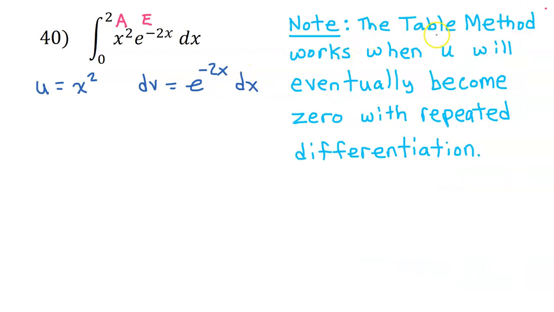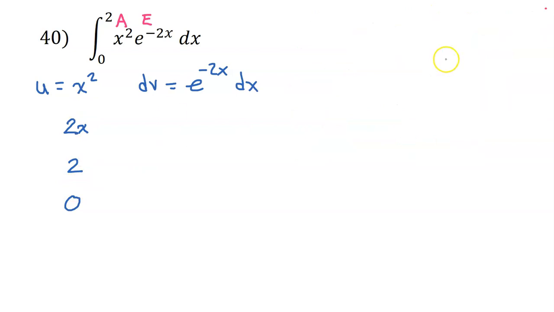The table method only works when u will eventually become 0 with repeated differentiation. So we can start by taking the derivative of x squared over and over until it becomes 0. The derivative of x squared is 2x, and then the derivative of 2x is 2, and the derivative of 2 is 0. So this shows that the table method will work.